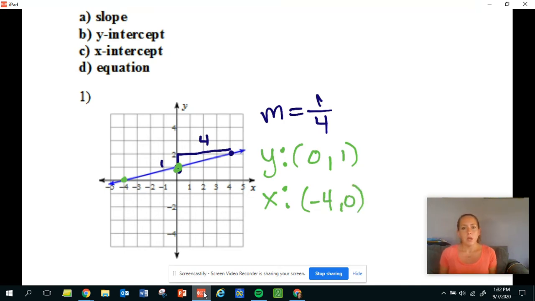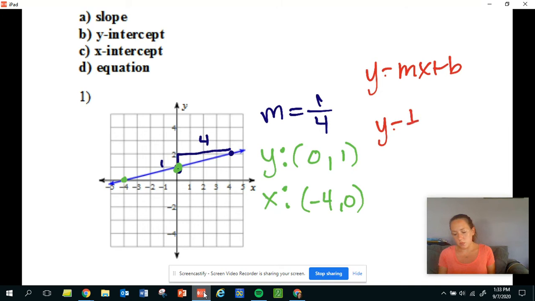Awesome. It does ask for an equation, so reminder that equations are written y = mx + b. m is your slope, b is your y-intercept, so in this case, my equation is y = 1/4 x + 1, because 1/4 was my slope. And my b, or my y-intercept, was 1. So, yay.